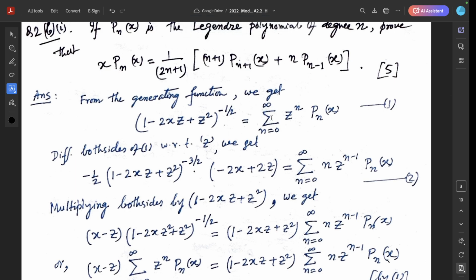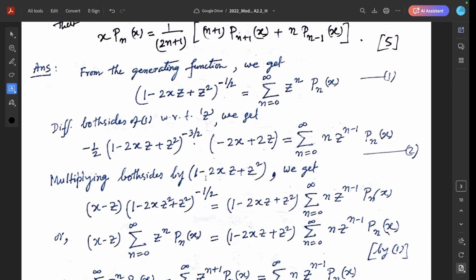From the generating function, we get (1 minus 2xz plus z square) whole to the power minus half equal to series summation n equal to 0 to infinity z to the power n P n of x. Differentiating both sides of 1 with respect to z, we get minus half bracket (1 minus twice xz plus z square) whole to the power minus 3 by 2 into bracket (minus 2x plus 2z) is equal to summation n equal to 0 to infinity n z to the power n minus 1 P n of x.